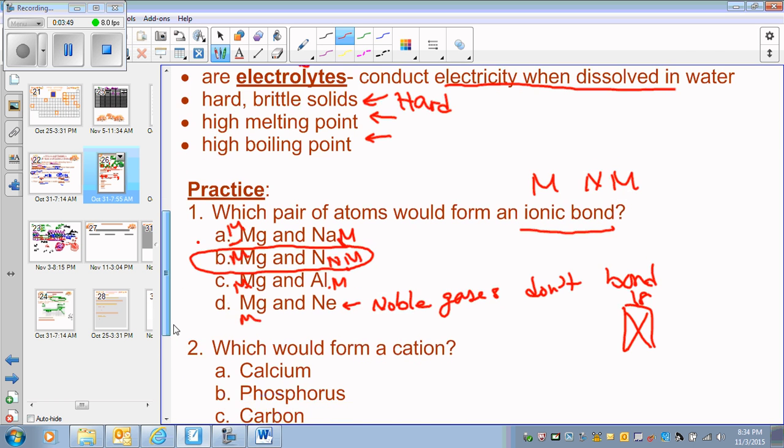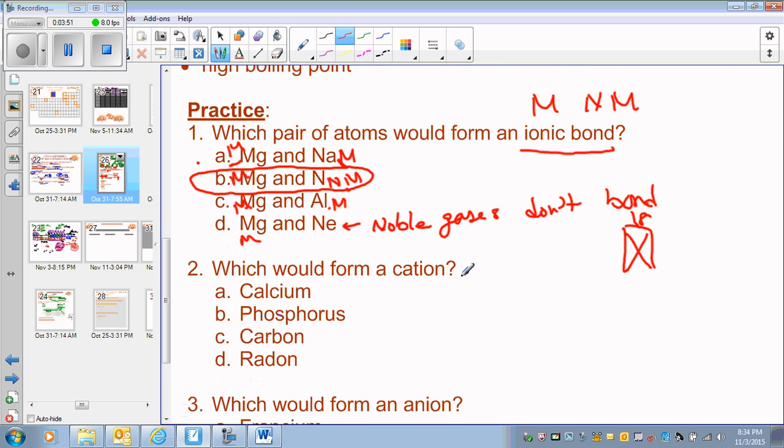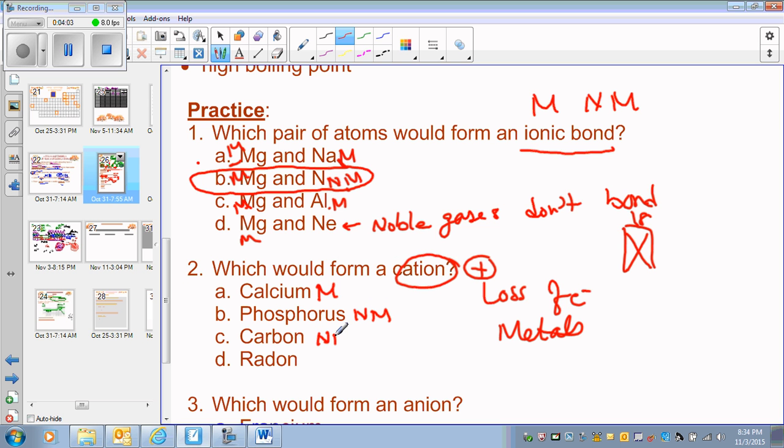Which would form a cation? A cation is a positive ion that is formed by loss of electrons, and only metals do that. So I'm looking for a metal right here. This is a metal, this is a non-metal, this is a non-metal, and this is again a noble gas. Noble gases neither lose nor gain, so I don't even count this.